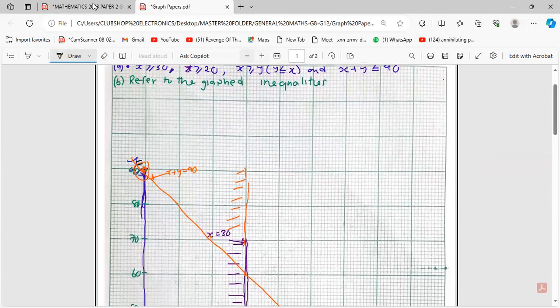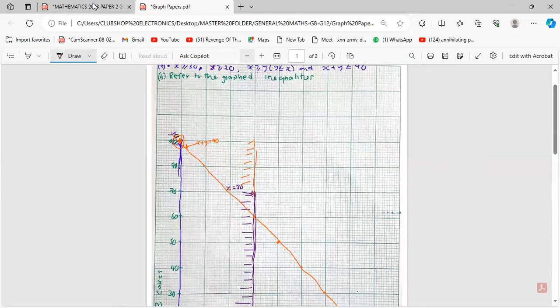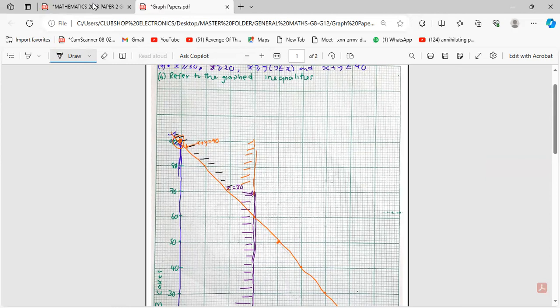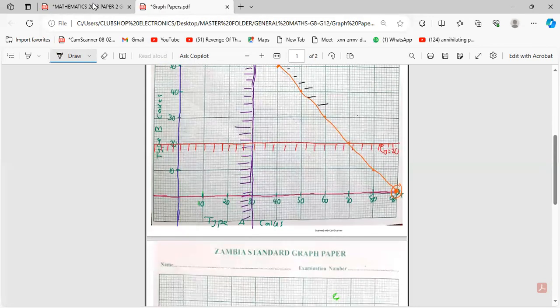Okay, above the line. Shade off above the line.